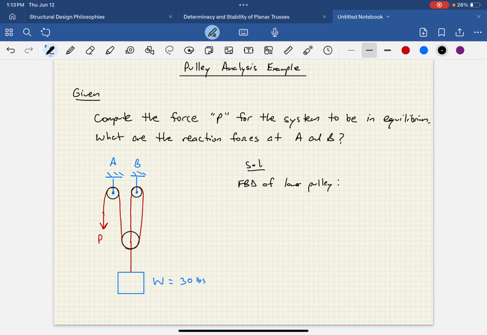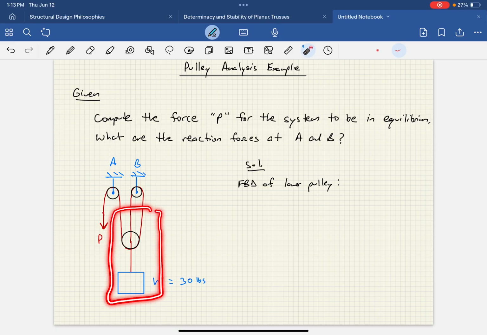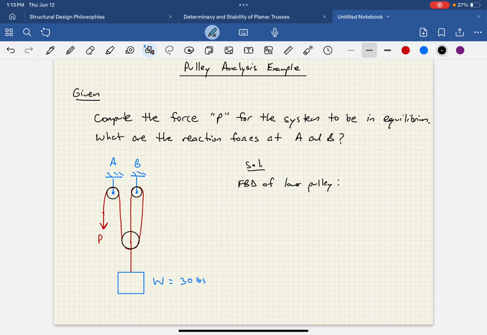Okay, so if I look at a free body diagram of the lower pulley, what am I going to look like? Well, I'm going to extract this right here. If I extract this portion of the system, then what am I going to have? I'm going to have that weight coming down here, and I'm going to have 3 forces coming up from that pulley. So let's go ahead and draw that out and see what we can make of it.